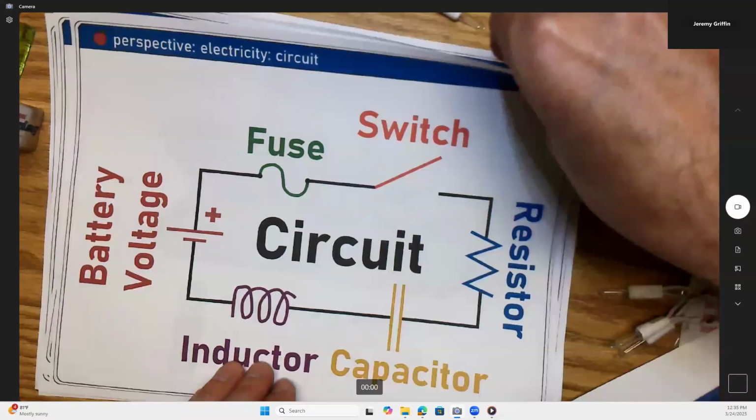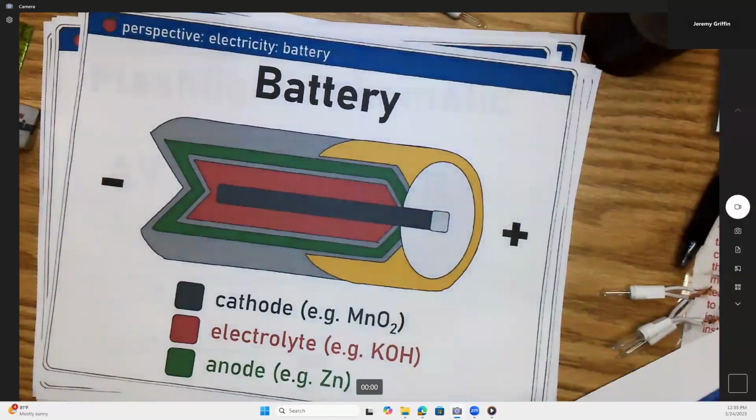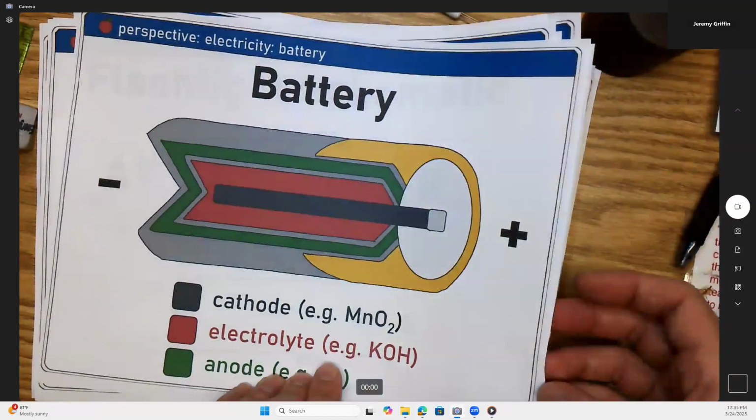All right. This battery, you guys saw the battery. You guys know what that battery looks like. Got some chemistry going on in there.